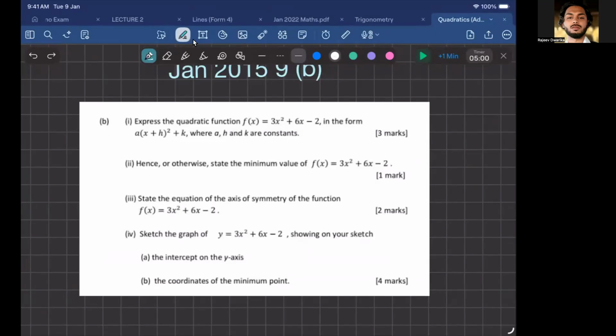I would like you to read part B1. Express the quadratic function f of x equals 3x squared plus 6x minus 2 in the form a bracket x plus h bracket squared plus k, where a, h, and k are constants.